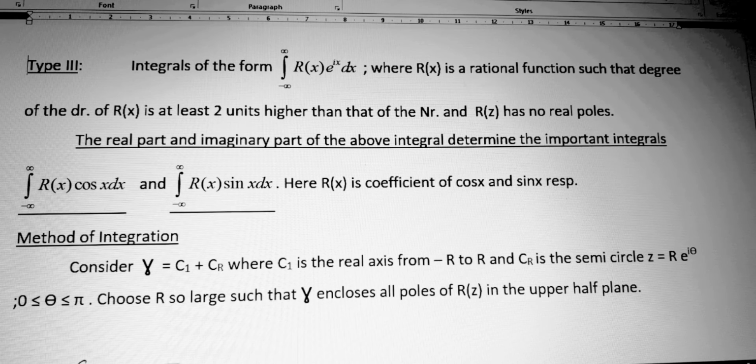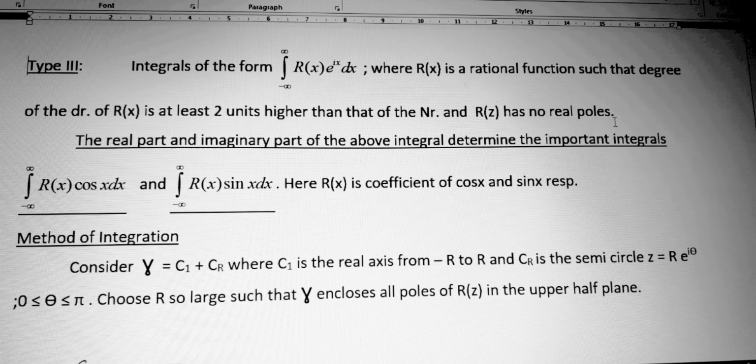Hi, today we are studying evaluation of definite integrals, type 3. Integrals of the form integral from minus infinity to infinity of R(x) times e^(ix) dx, where R(x) is a rational function such that the degree of the denominator of R(x) is at least 2 units higher than that of the numerator, and R(z) has no real poles. That is, no poles of R(z) lie on the real axis.